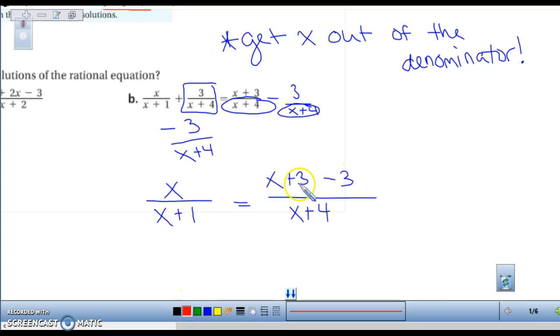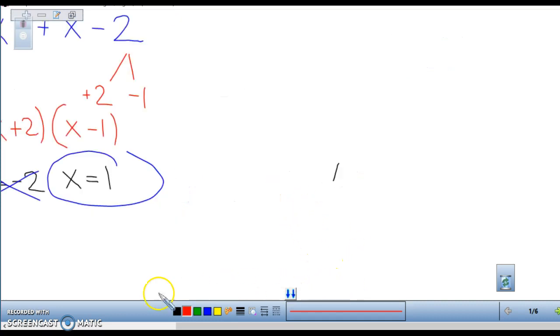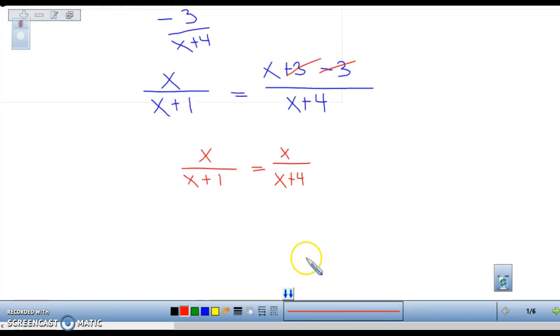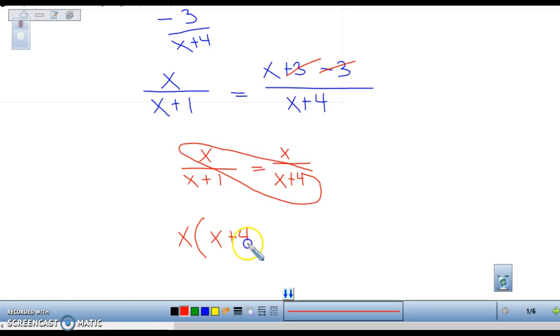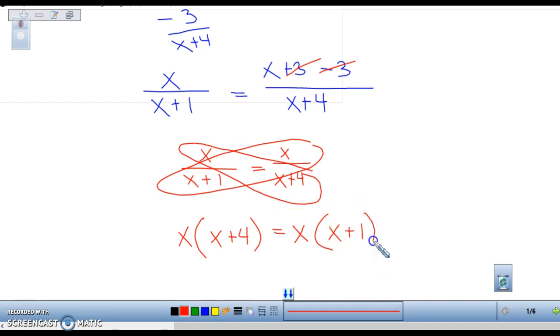We just combine that into one fraction. Now we're going to simplify. 3 minus 3 is 0, so we have x divided by x plus 1 equals x. After simplifying, this is what we have left. Remember that we need to combine like terms. If we cross multiply, we get x times x plus 4 equals x times x plus 1.